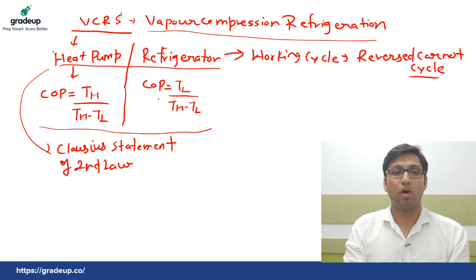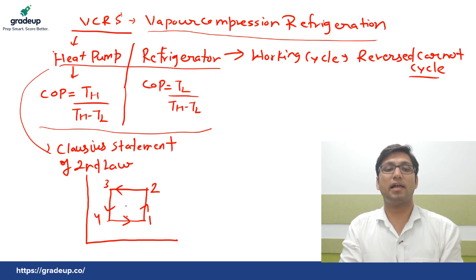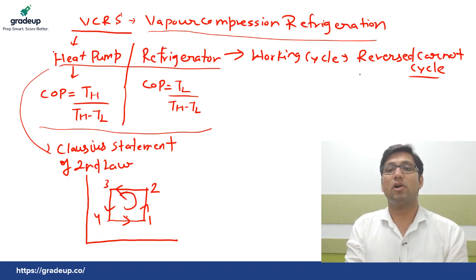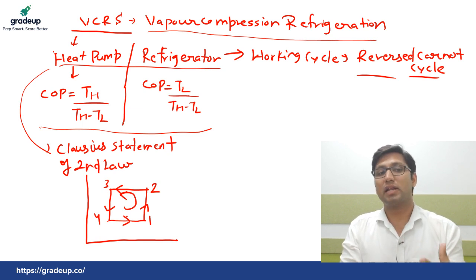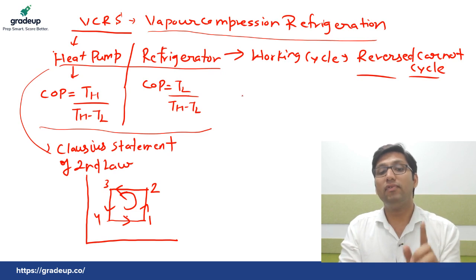Okay, so what is reverse Carnot cycle? If you operate the Carnot cycle in the opposite direction, that is, this is 1, 2, 3 and 4, it will become reverse Carnot cycle. If the cycle is working in the anti-clockwise direction, then it will become reverse Carnot cycle. Okay. So the working cycle of heat pump and refrigerator is reverse Carnot cycle, but we have to discuss VCRS.